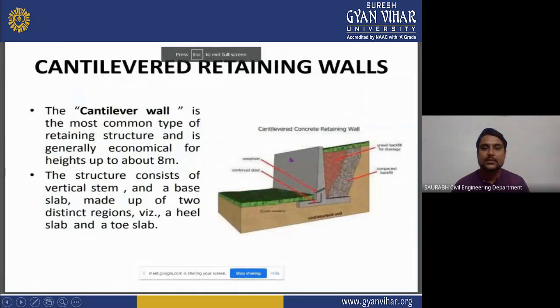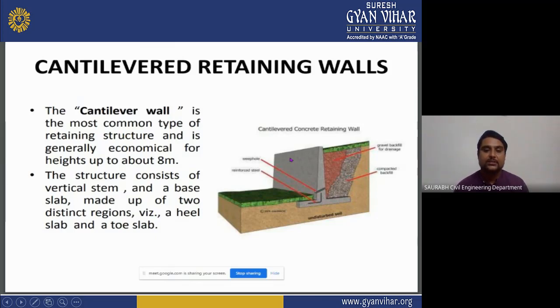Here, as you can see, that is your cantilever retaining wall, and there are also some components of the cantilever retaining wall. First we will see the definition of a cantilever wall. A cantilever wall is the most common type of retaining structure and is generally economical for heights up to 8 meters. It means a cantilever wall is generally prepared for a height of 8 meters.